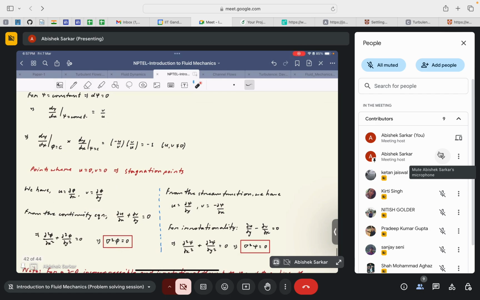More popularly, it is also stated as: the streamlines and the lines of constant potential are perpendicular to each other in the flow field, except at the stagnation points.